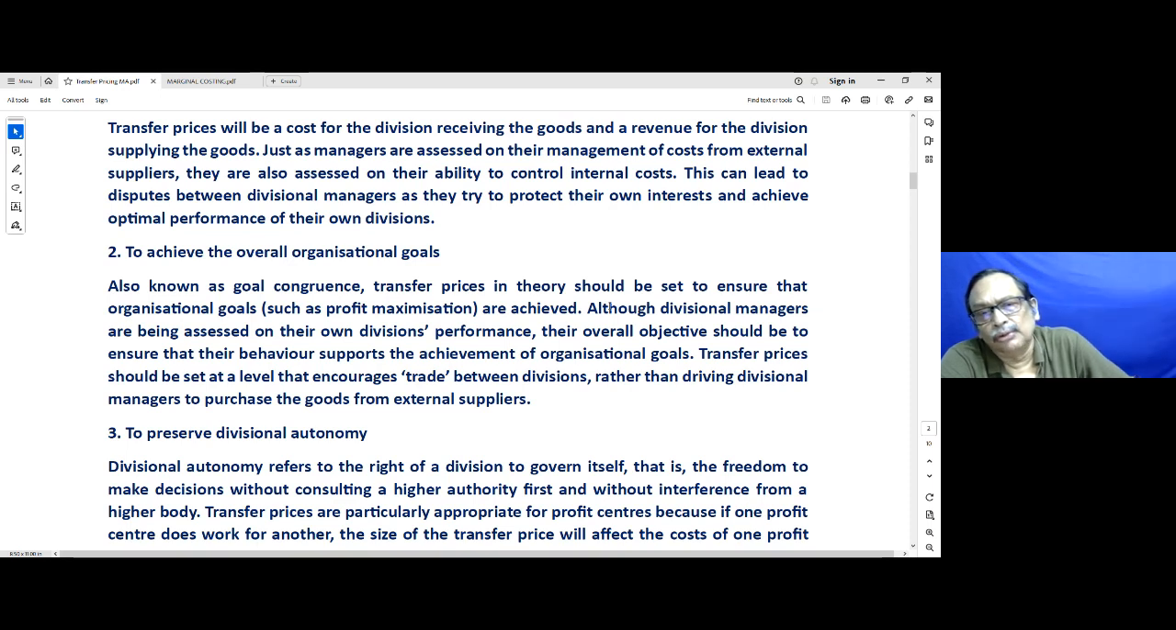Second is to achieve the overall organization goals, which I have already discussed. This is also known as goal congruence. Transfer prices in theory should be set to ensure that organizational goals such as profit maximization are achieved. Although divisional managers are being assessed on their own division's performance, their overall objective should be to ensure that their behavior supports the achievement of organizational goals. Transfer prices should be set at a level that encourages trade between divisions rather than driving divisional managers to purchase the goods from external suppliers.